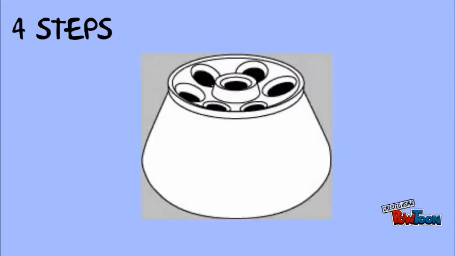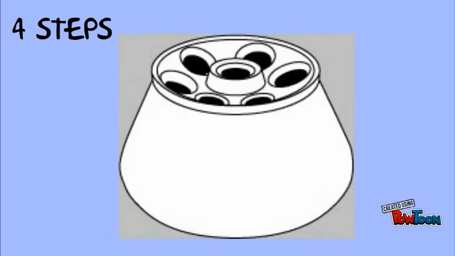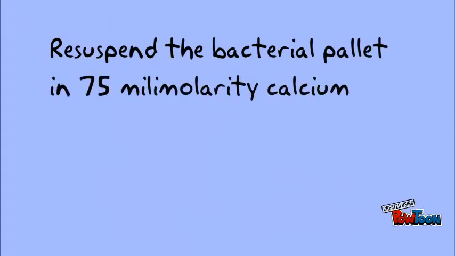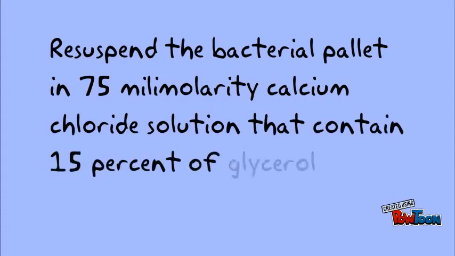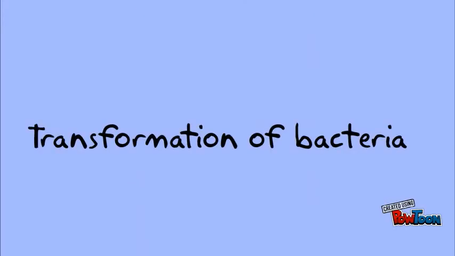After that, centrifuge the cell for a few seconds. Then, resuspend the bacterial pellet in 75 millimolar calcium chloride solution that contains 15% glycerol. Lastly, freeze 0.2 ml of cell sample in the freezer. The 8th step is transformation of bacteria.